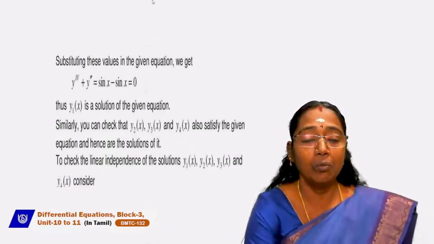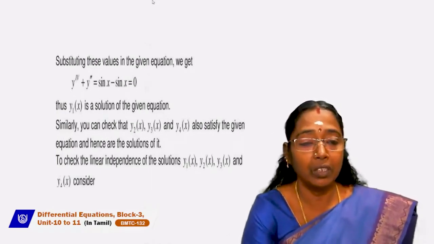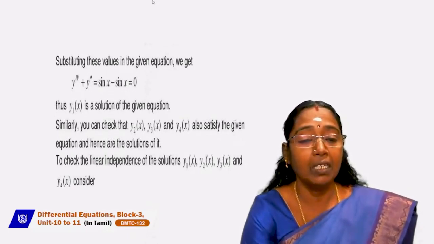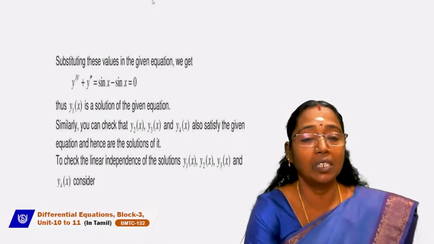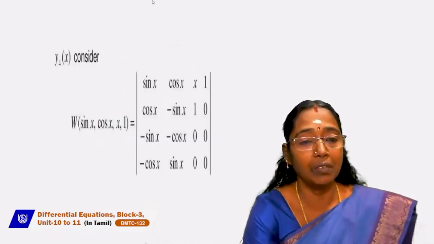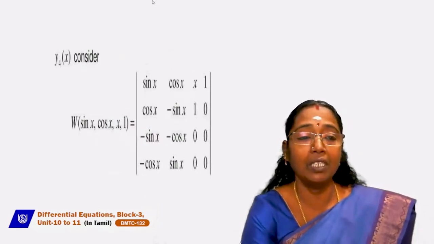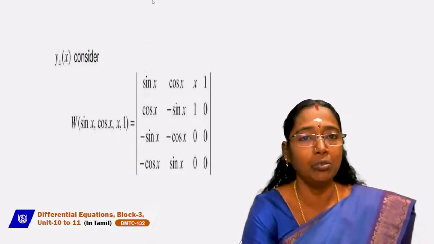Got a point? If you have two functions, you create a 2 by 2 Wronskian matrix. If you have three functions, you create a 3 by 3 Wronskian matrix. The Wronskian is a square matrix. If you have four functions, it will be a 4 by 4 matrix. After finding the solutions, if the functions all satisfy the given differential equation, you check linear independence, and that can be checked through the Wronskian.